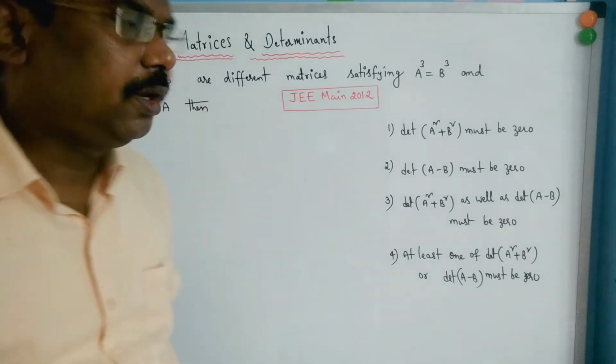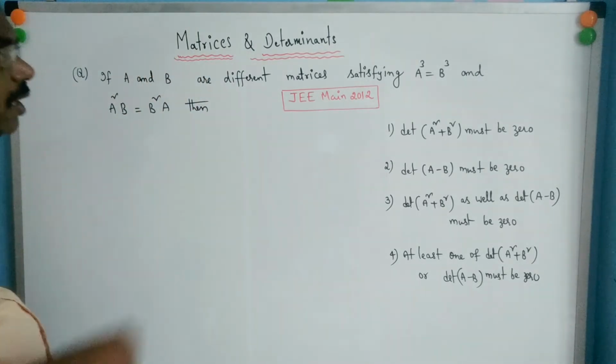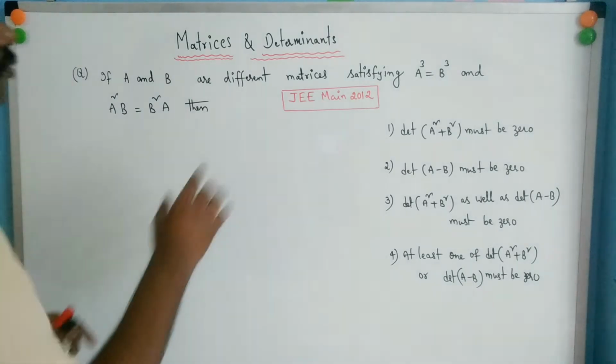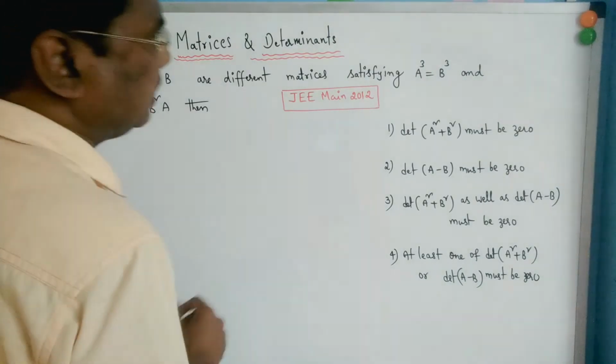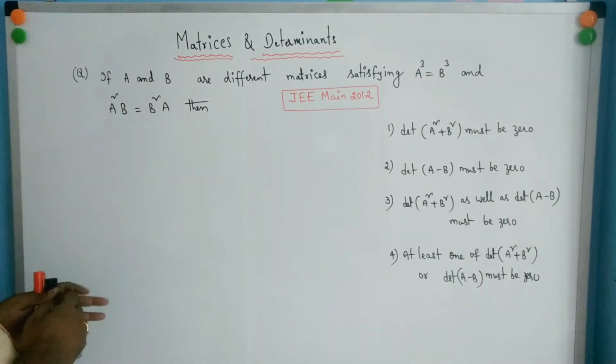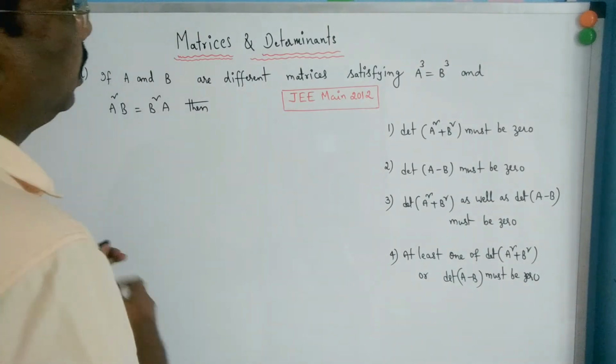Now I am going on. The topic is matrices and determinants. Okay, now our first one: if A and B are different matrices satisfying A cube equal to B cube and A square B equal to B square A.